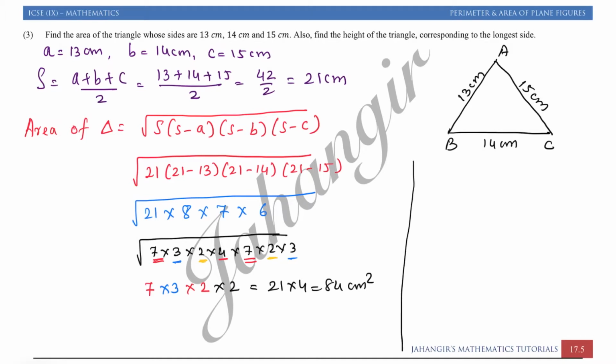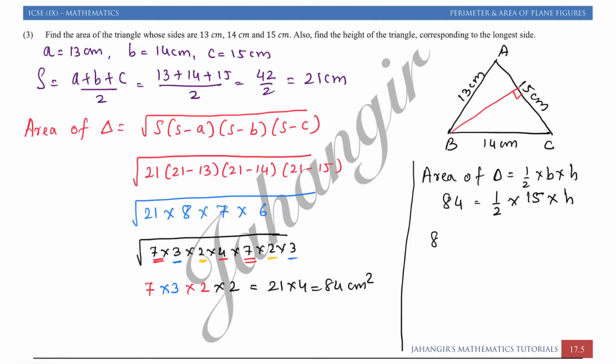Now we have to find the height of the triangle corresponding to the longest side. So here the longest side is 15, so we will draw a height whose base is 15 centimeter. So we know the area of triangle is equal to half into base into height. So we'll put the area as 84. Area won't change. Into base is 15.